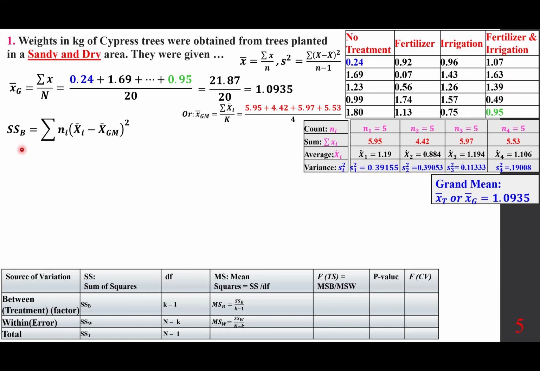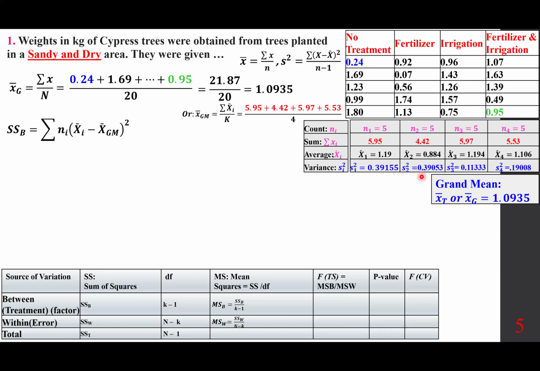SSB, the sum of squares in between, is n sub i, x sub i bar minus x bar sub gm quantity squared. So how do we calculate that? First, let's look at the first group. N sub 1 is 5. It happened to be the same for all of them. Then x1 bar is 1.19 minus the grand mean 1.0935. So 5 times (1.19 minus 1.0935) quantity squared. That would be the first one.